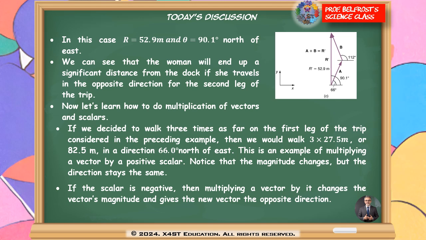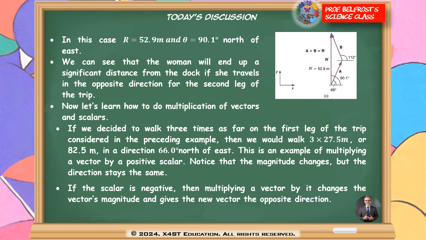Now let's learn how to do multiplication of vectors and scalars. This is actually easy. If we decided to walk 3 times, for example, then we just walk 3 times 27.5 meters, which is straightforward, 82.5 meters in the direction of 66.0 degrees north of east. This is from the previous example. By multiplying a vector by a scalar, we just multiply the value, and the direction stays the same.